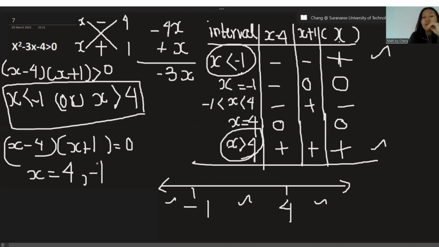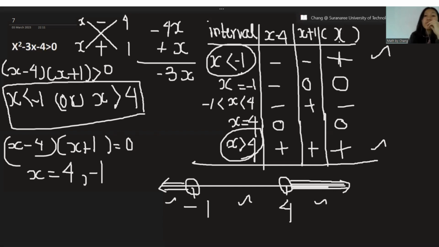And let's graph it on the number line. The value of x is less than minus 1, so you have to shade the left side, and the value of x is greater than 4, so you have to shade the right side. Okay, you don't need to shade the circles here, at minus 1 and 4, because there is no equality sign included. Okay, so these are the examples that we have done for quadratic inequality.